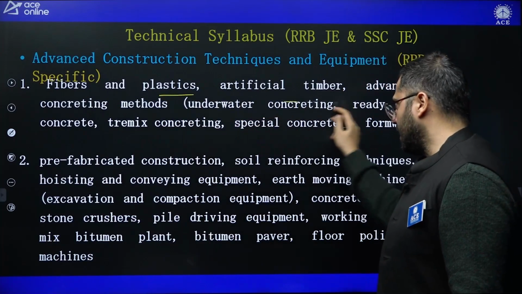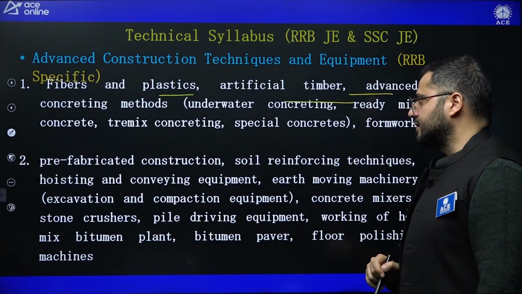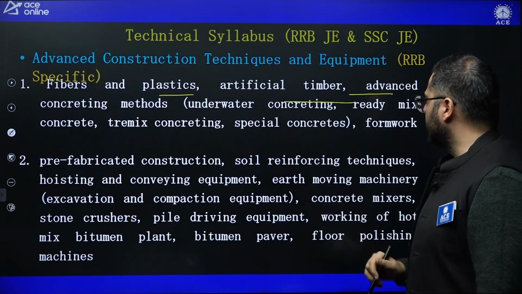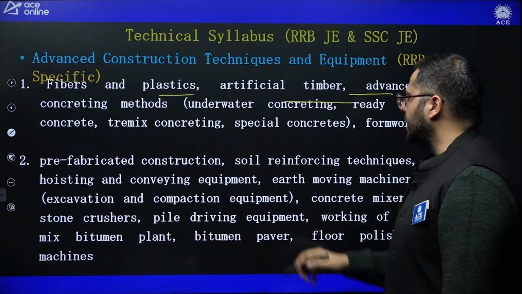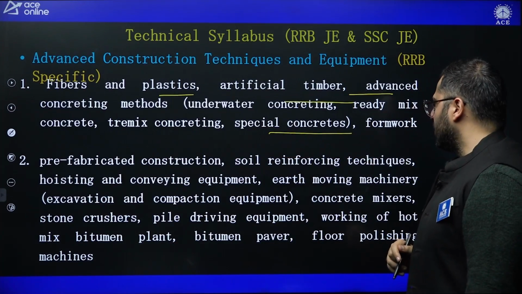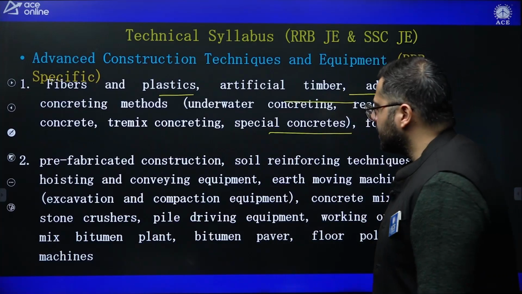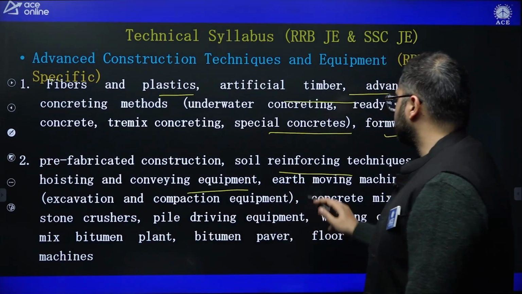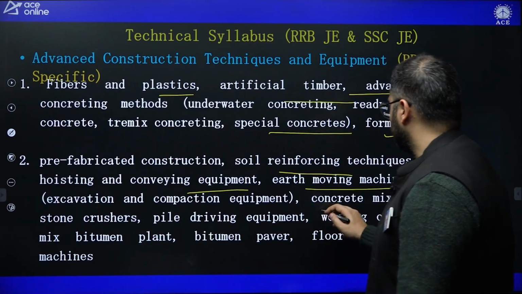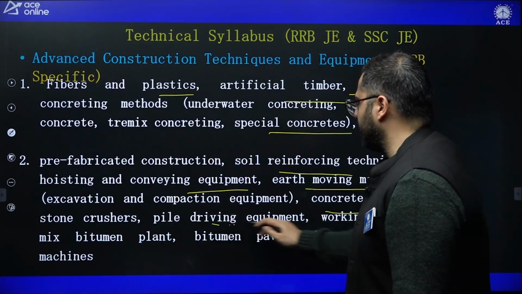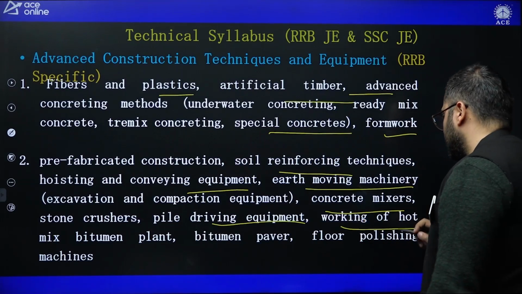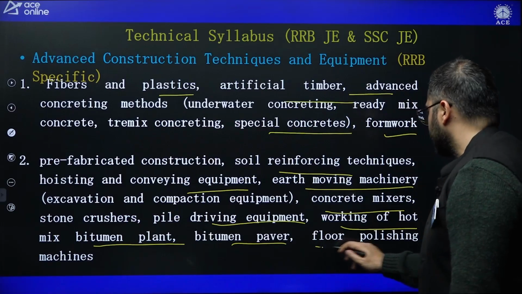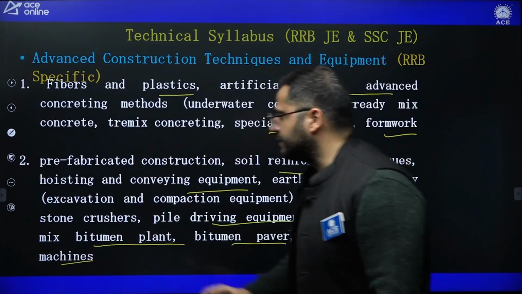Fibers and plastics, artificial timber, advanced concreting methods. After that, underwater concreting, ready mix concrete, tremie concreting. After that, special concretes, formwork, prefabricated construction, soil reinforcement techniques, hoisting, conveying equipments, earthwork, machinery, concrete mixers, stone crushers, pile driving equipment, working of hot mix bitumen plant, bitumen paver, floor polishing machines.